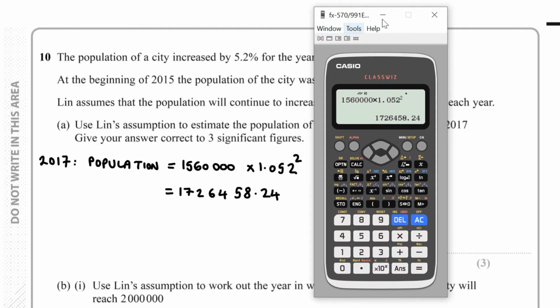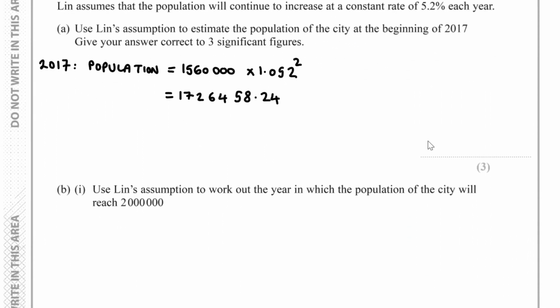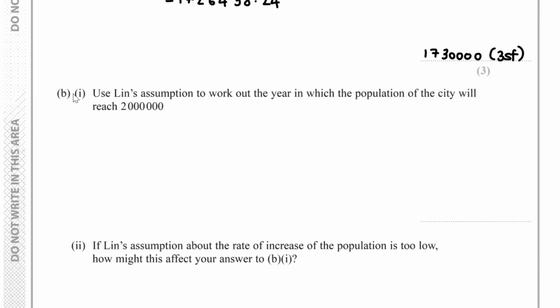So what we now need to do is round this to 3 significant figures. So therefore, to 3 significant figures, we have 173,000. So this is to 3 significant figures. And now for the first part of part B, use Lynn's assumption to work out the year in which the population of the city will reach 2 million.